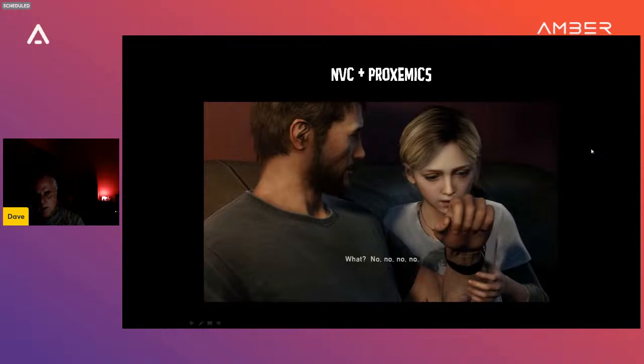So we're getting towards the halfway point now. We're getting towards our coffee break. So I've separated proxemics out from the nonverbal cues, but actually it is part of nonverbal communication.